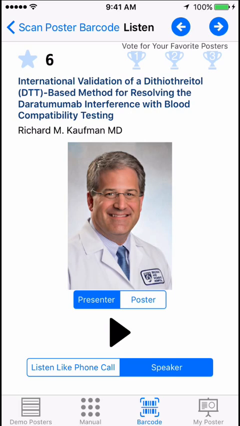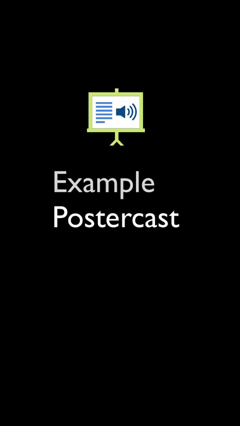Pressing play lets users stream a 3-minute PosterCast highlighting key information on the poster. You can listen to a PosterCast like you would a phone call, or with headphones, or with your phone's external speaker. Here's an example PosterCast.